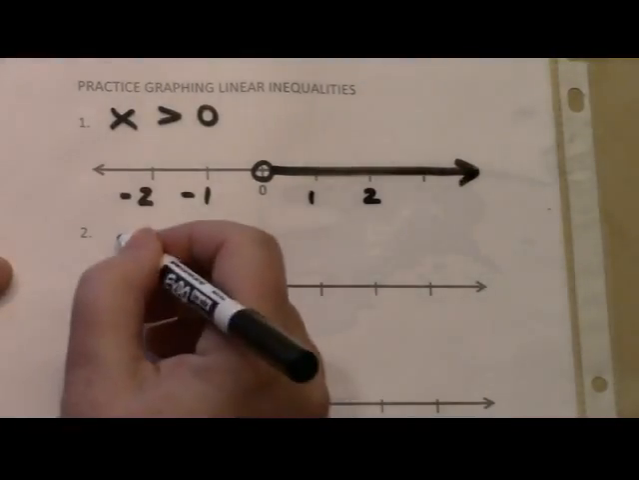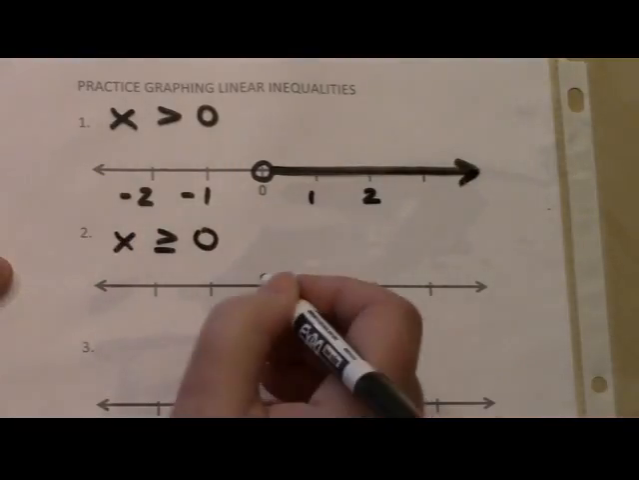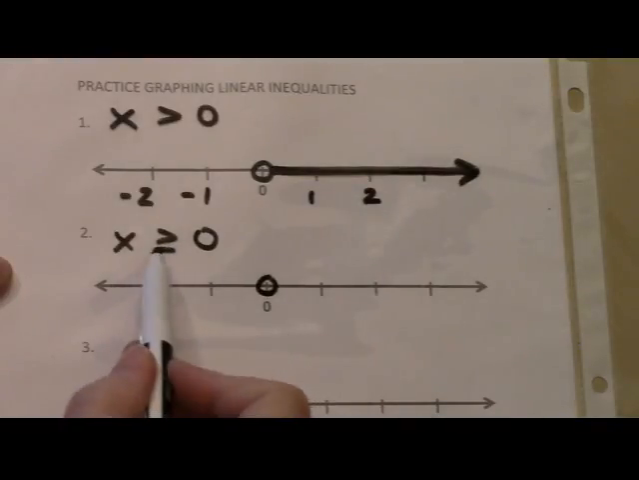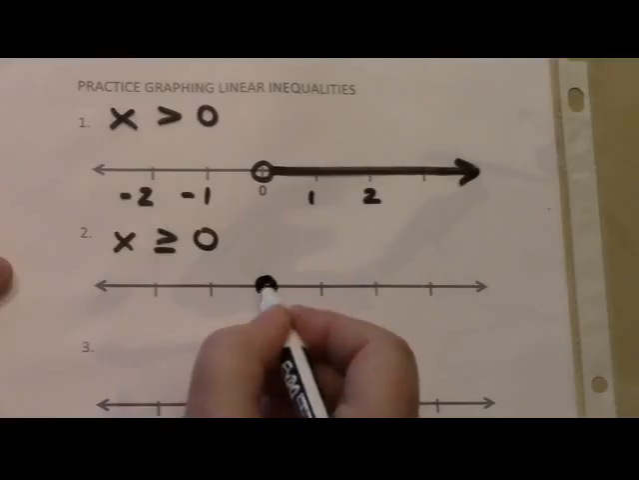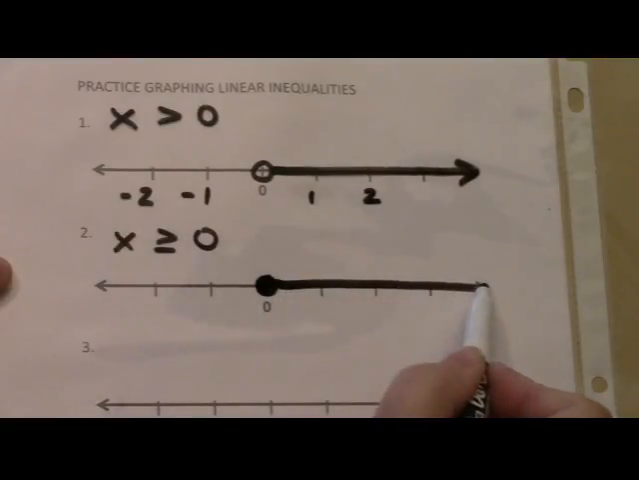What would the difference be if I did x is greater than or equal to 0? Well, let's find 0. It's greater than or equal to, so if I have that little line there, that means I have to have a closed circle, and still it's going to be everything that's bigger.